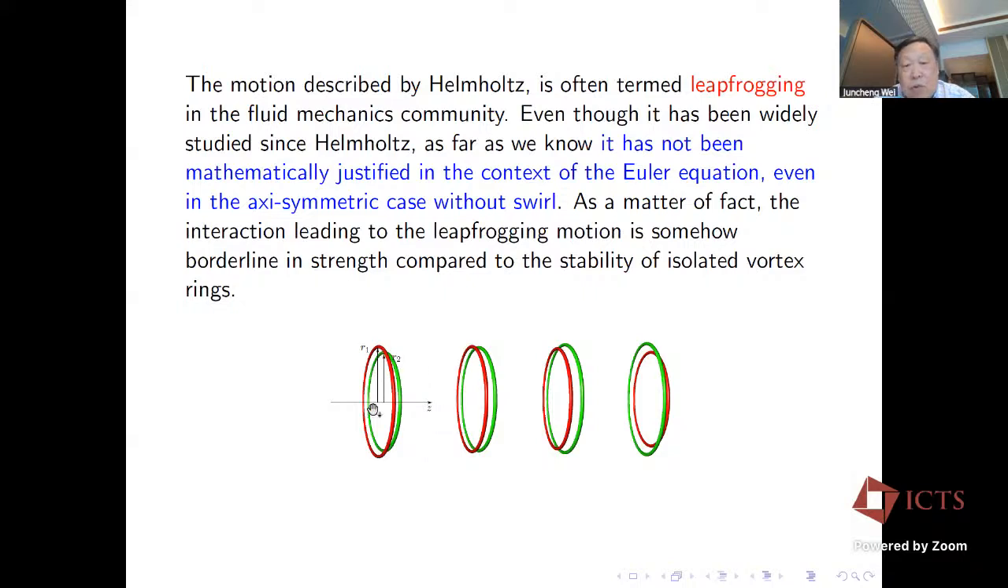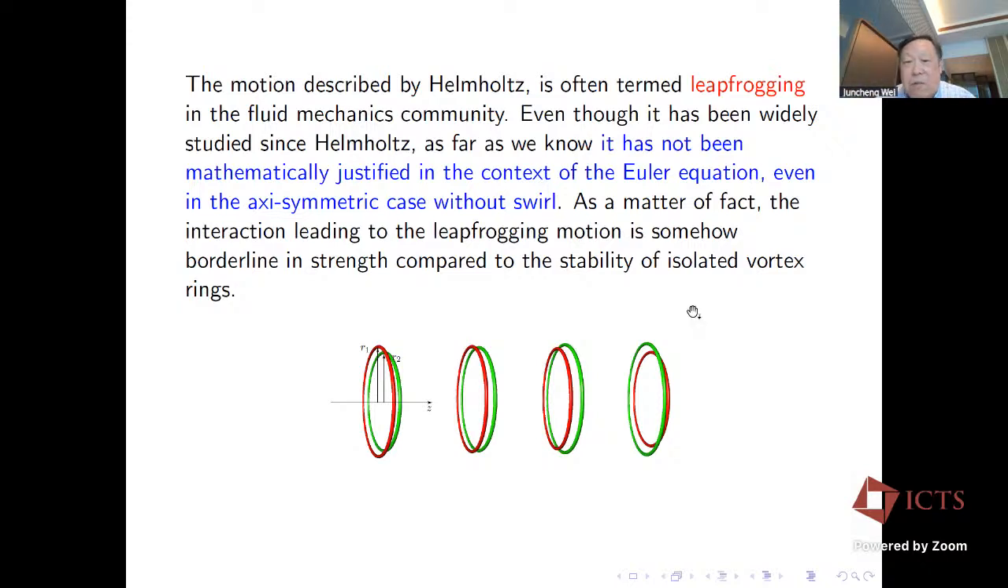So you take two rings, and the front ring becomes larger, and so travels slower. The back ring travels faster, so this one moves ahead. Now, if this one moves ahead, then it becomes larger and travels slower, and this one becomes smaller and travels faster. And so this is like a leapfrog, right?